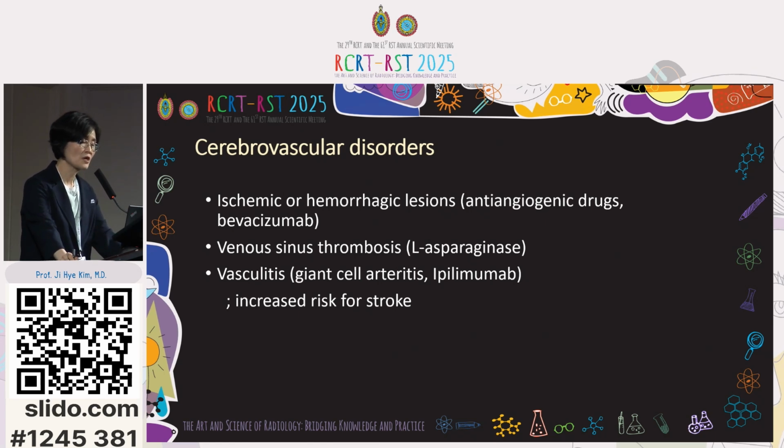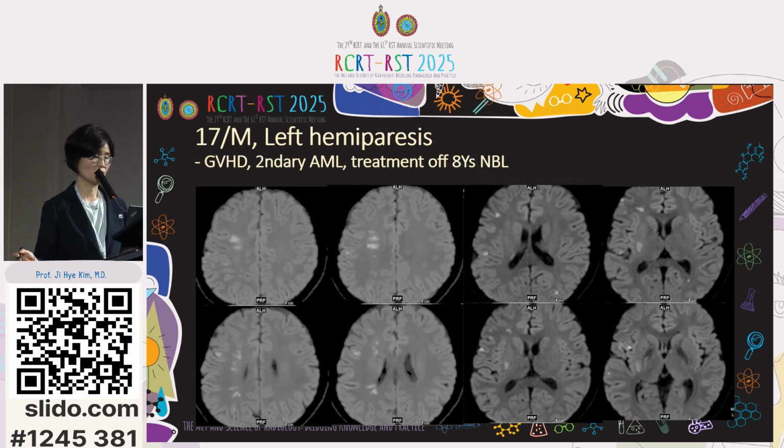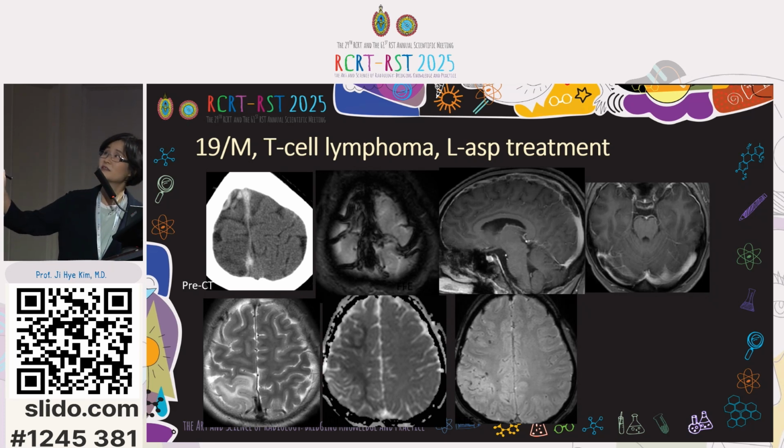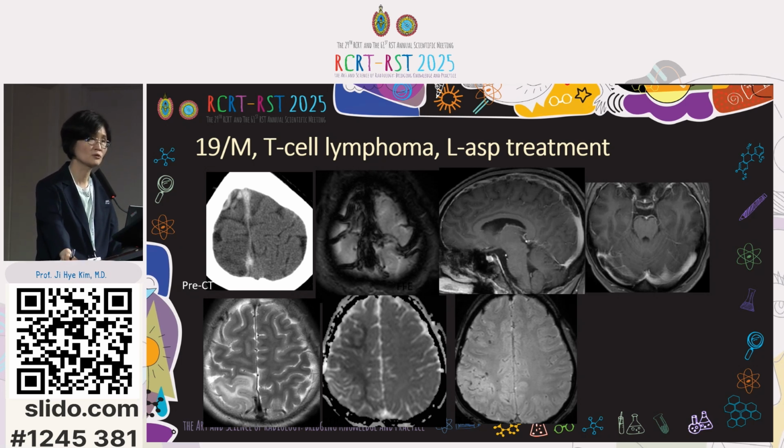Vascular disorders can occur with chemotherapy: ischemic or hemorrhagic events with anti-angiogenic drugs, venous sinus thrombosis from L-asparaginase, and vasculitis. This patient received L-asparaginase treatment, and we can see a very high density sinus and its tributaries on pre-contrast CT, very similar to the post-contrast images. So pre-contrast CT is very helpful to see the presence of a thrombus in the venous sinus.